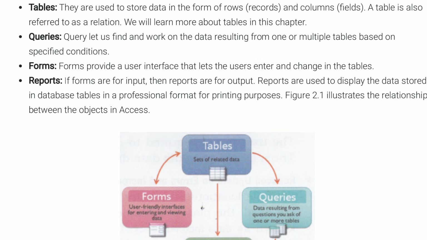A table represents the data in the form of a grid which comprises rows and columns. Tables are used to store data in the form of rows and columns. A table is the main object type used in Access because all the data operations are performed only with the tables. In a database, a table is also referred to as a relation.